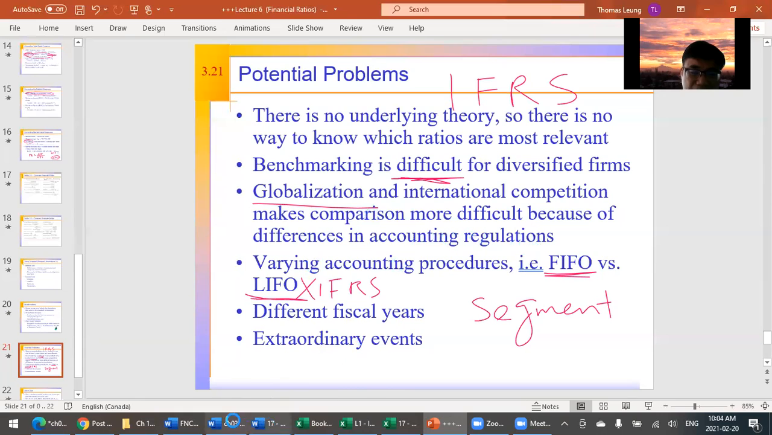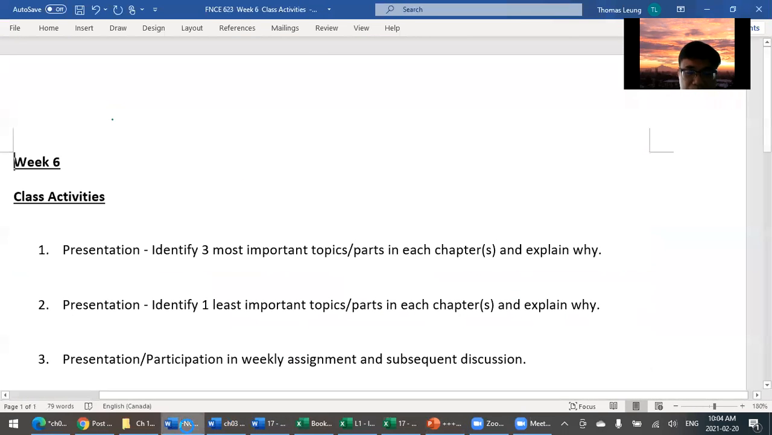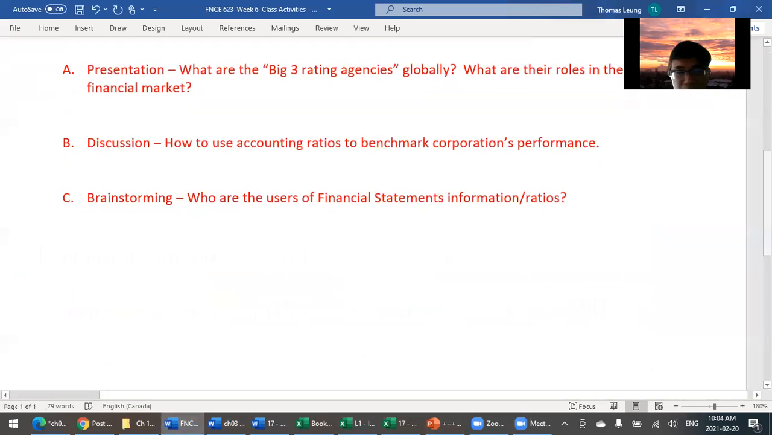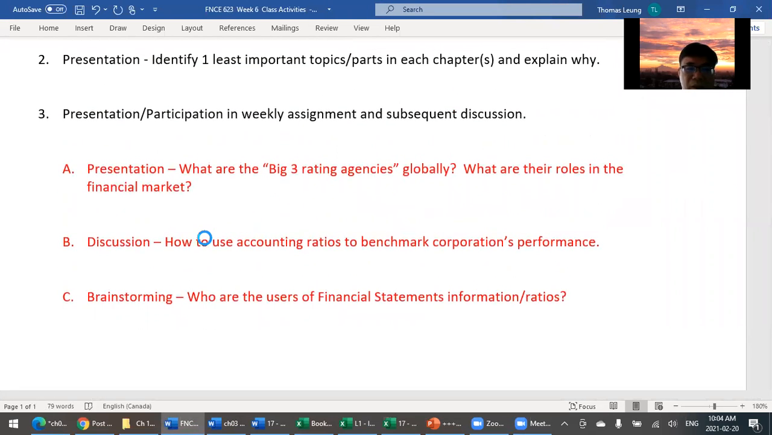Okay, now the last thing I want to go to is our discussion topic. Just have a quick discussion. So any of the groups? Maybe group one, yes, we have 4 groups here. So maybe group one, can you tell us what the big 3 rating agencies are? Moody's, Standard & Poor's, and Fitch.